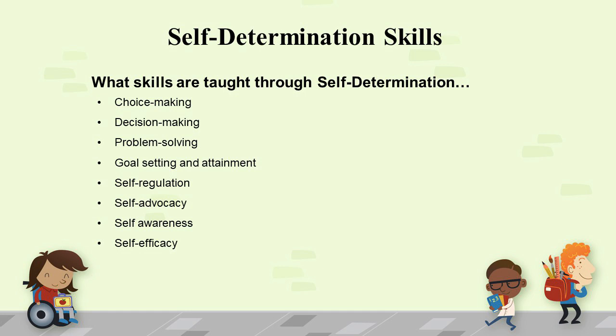The skills that are taught through self-determination include choice-making, which involves the indication of a preference from a group of 2 or more options, decision-making, selecting which of a set of potential solutions is best, problem-solving, identifying and defining a problem, then generating potential solutions to the problem, goal setting, identifying a goal, developing an action plan, and evaluating one's progress toward achieving the goal, self-regulation, examining one's possible responses to a situation and revising one's response as necessary, self-advocacy, having the knowledge and skills to speak on one's own behalf, self-awareness, knowing one's strengths and limitations, and self-efficacy, believing in one's ability to engage in specific behavior or task.